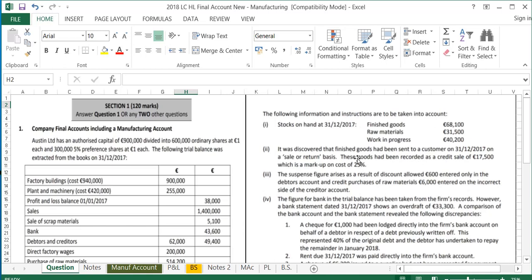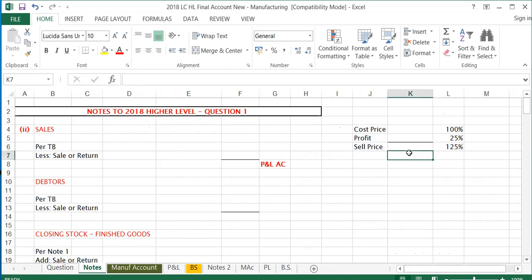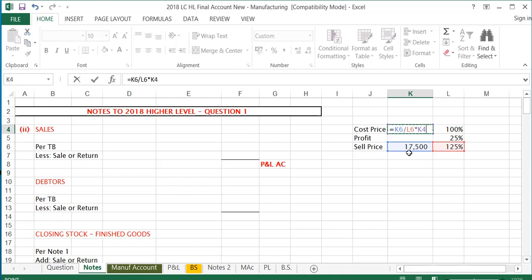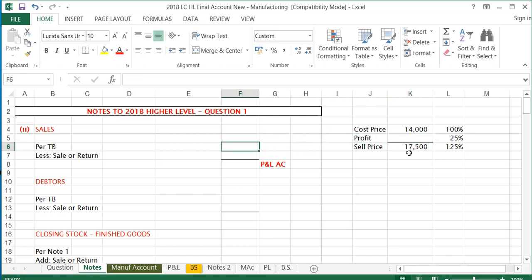They're recorded as a credit sale of 17,500, which is a markup on cost of 25%. So that sale price is 125% of the cost price. So to have a look at this note, first of all, we need to work out the cost price because we need the selling price for sales and debtors, and we need the cost price for closing stock. So the selling price was 17,500. So to get the cost price, I take 17,500, divide by 125, multiply by 100, which gives me a cost price of 14,000.